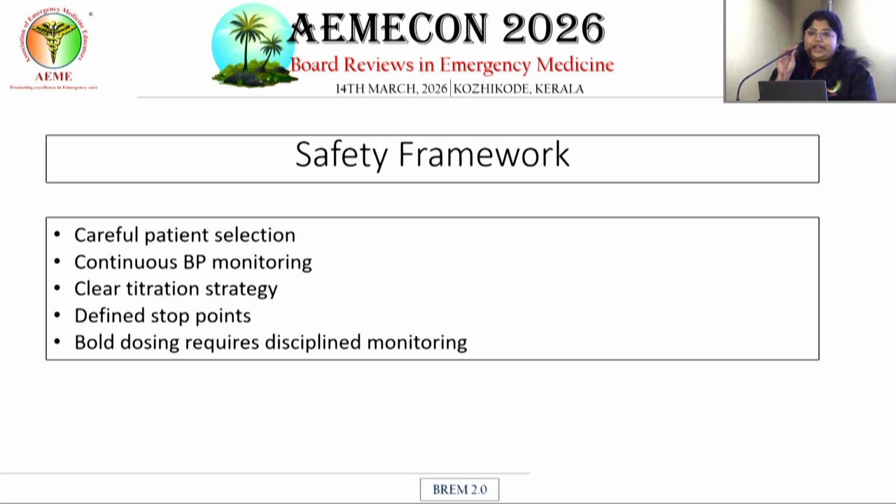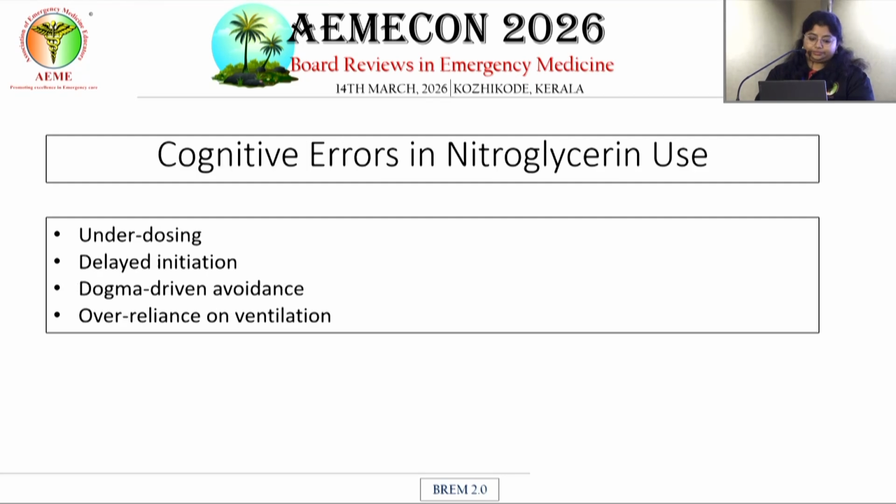So the safety framework is that patients should be carefully selected, and there should be continuous BP monitoring and a clear titration strategy, defined stop points, and bold dosing requires disciplined monitoring. Some of the cognitive errors that were seen in the use of nitroglycerin are underdosing, delayed initiation of nitroglycerin, dogma-driven avoidance of escalating the dose, and over-reliance on ventilation rather than vasodilation.